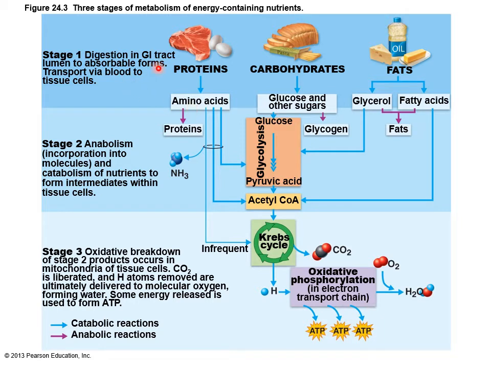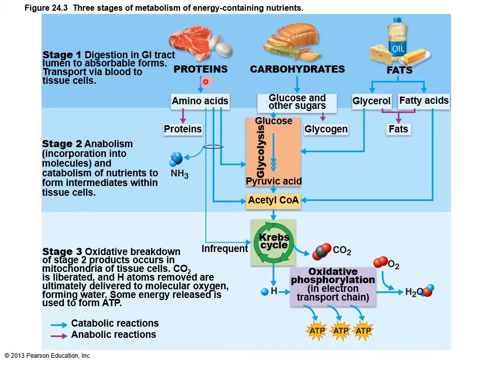So digestion in the GI tract lumen to absorbable forms, and they're going to be transporting these breakdown products via the blood to the tissue cells. And the breakdown products of proteins are amino acids. So that's what you're going to be transporting. Carbohydrates, glucose, and other sugars. Fats, the major fat is a triglyceride, so remember the breakdown product glycerol and fatty acids. So this is what happens when you digest the food.